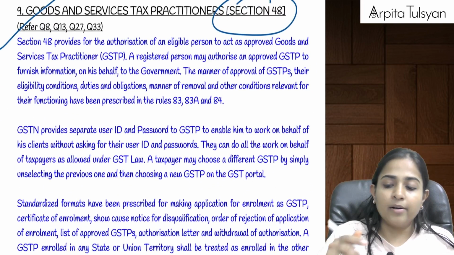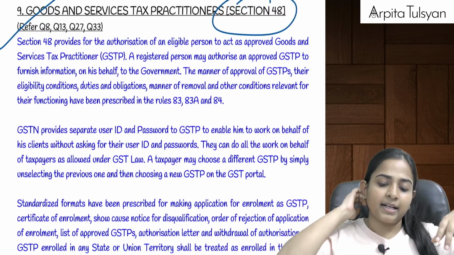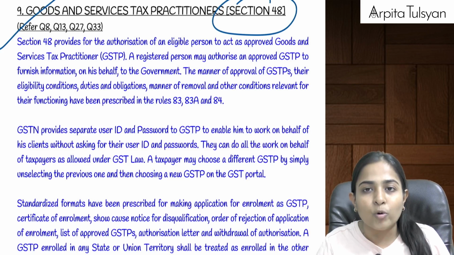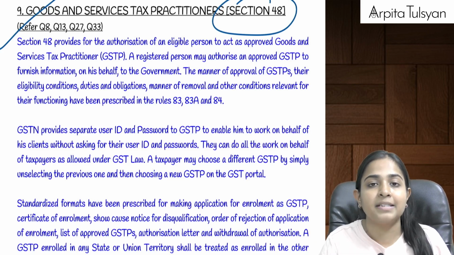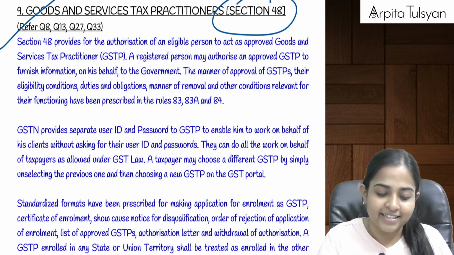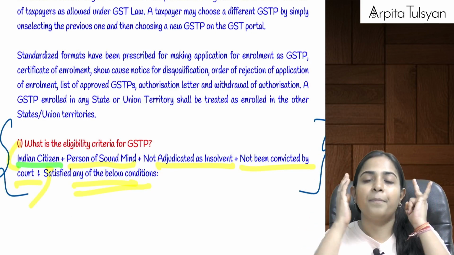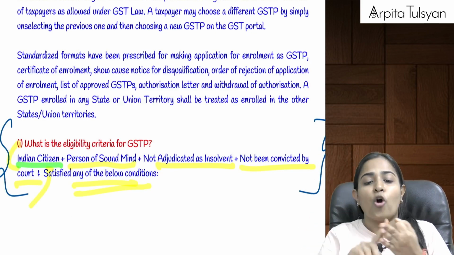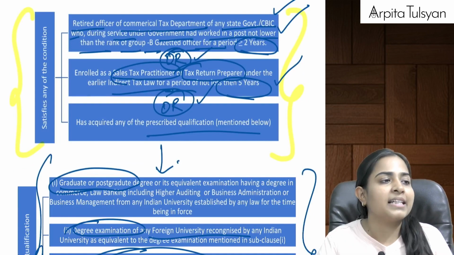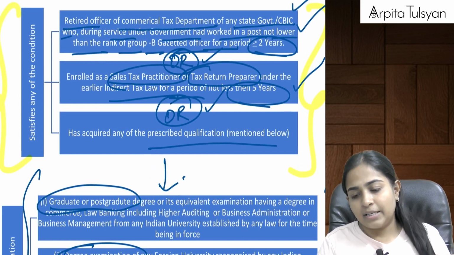Yes, okay, going on to the second last concept, that is GST practitioners. GST practitioners are those persons, first of all, any particular person who is enrolling himself on the common portal of the GST as a GST practitioner, then only he can call himself a GST practitioner. Okay, that person should be an Indian citizen, he should be a person of sound mind, he should not be adjudged as an insolvent, and he should not be convicted by the court. These are the basic things which we are going to check before he gets appointed as a GST practitioner.